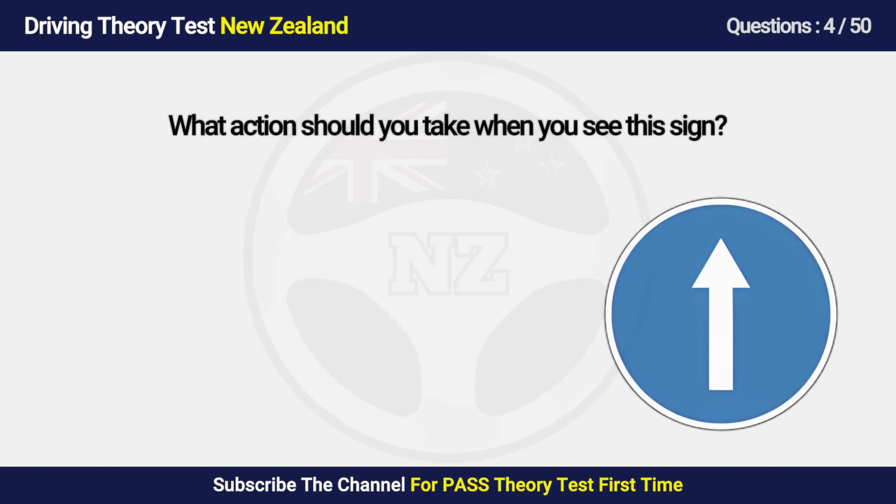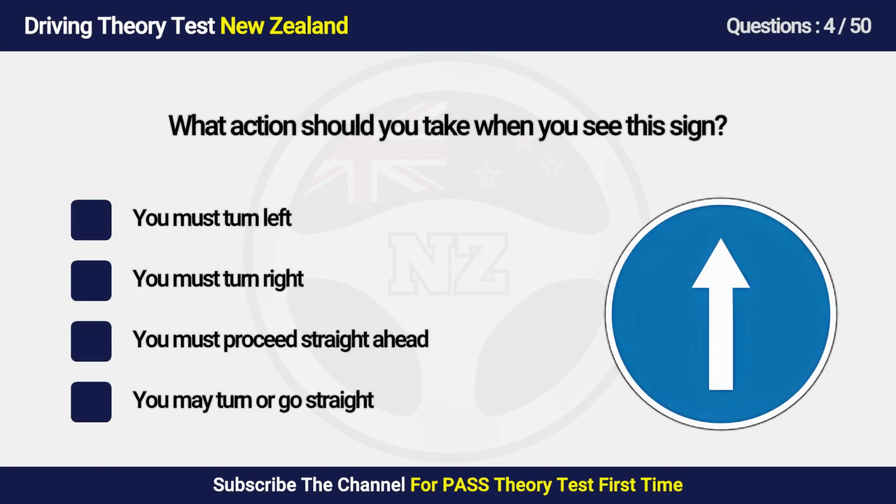Question 4. What action should you take when you see this sign? A. You must turn left. B. You must turn right. C. You must proceed straight ahead. D. You may turn or go straight.